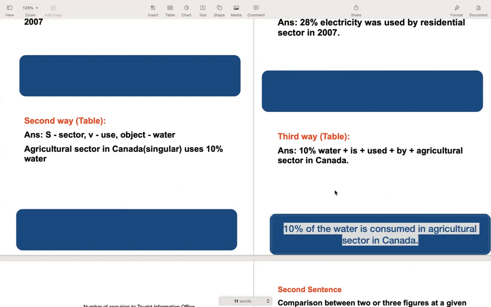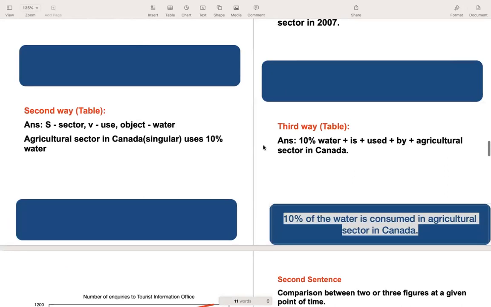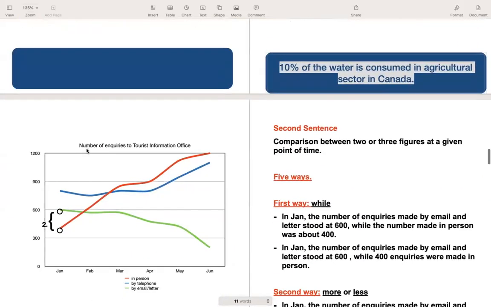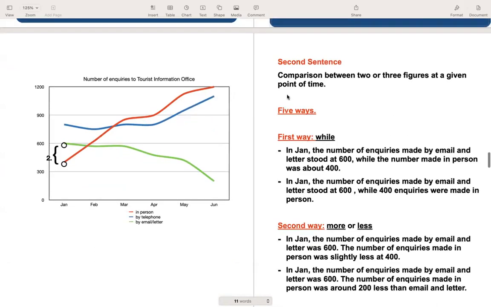Okay. Remember, you cannot make these sentences always. You need to have a subject to make the active one, and you need to have the object to make the passive. You cannot make the passive without the object. You cannot make the active without the subject. Okay, let's go next. Second sentence.